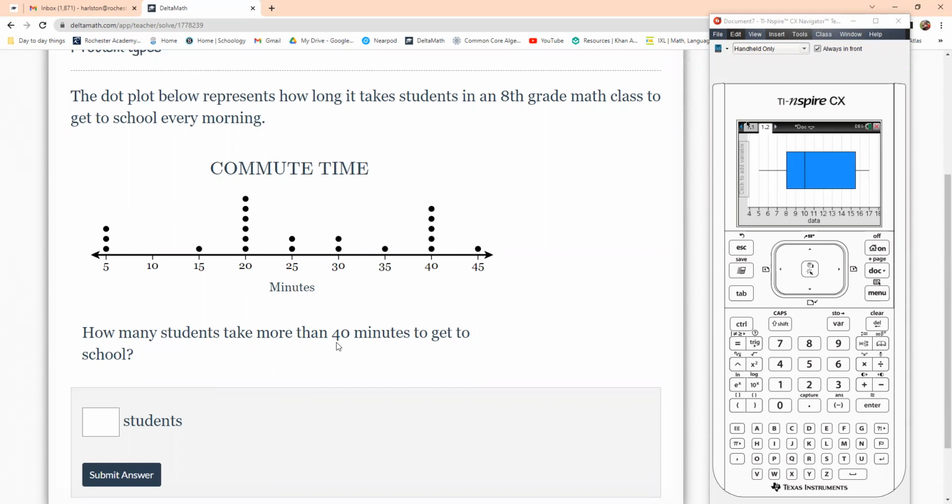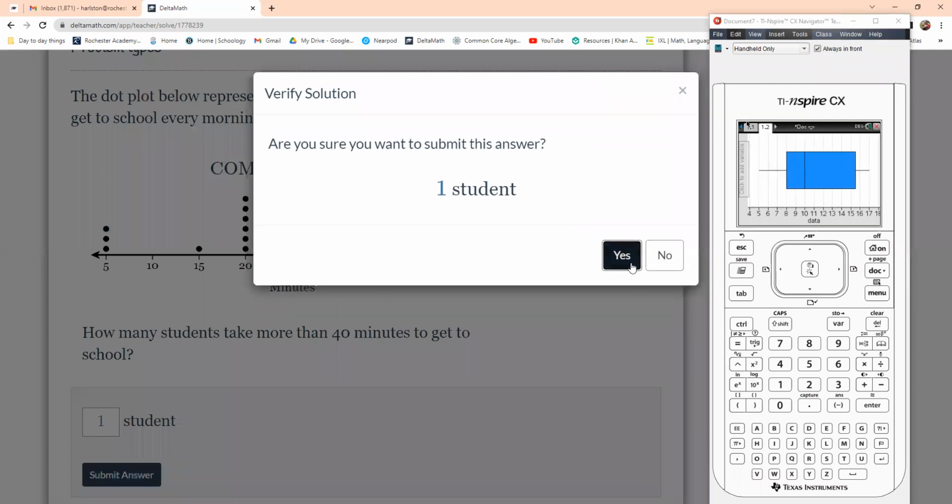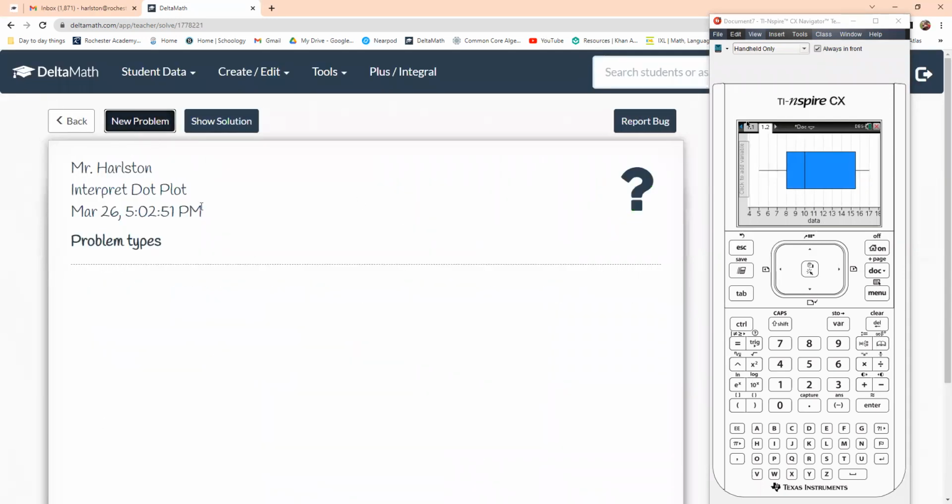We want the students that take more than 40 minutes. So it's not going to be 40 minutes. It's going to be anything greater than 40 minutes. So there's only one. So I would say one student takes more than 40 minutes. And it says correct. Let's do a couple more.